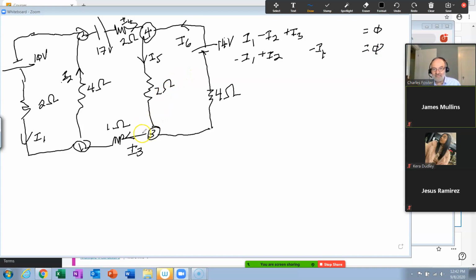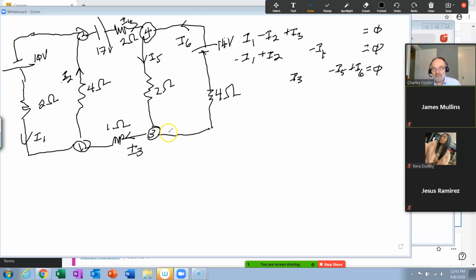I3 down here. I mean, node 3. We've got I3 going out, I5 coming in, and I6 going out. So let's make the I3 here positive, minus I5 and plus I6, have that equal 0. It's not totally arbitrary, but I just chose I1 to be positive, so therefore I6 had to be positive, I5 has to be negative.